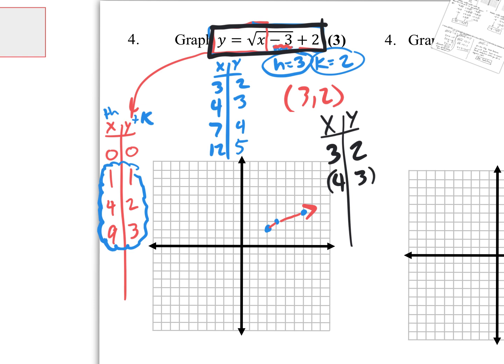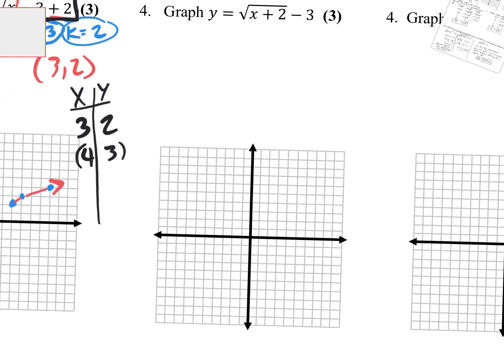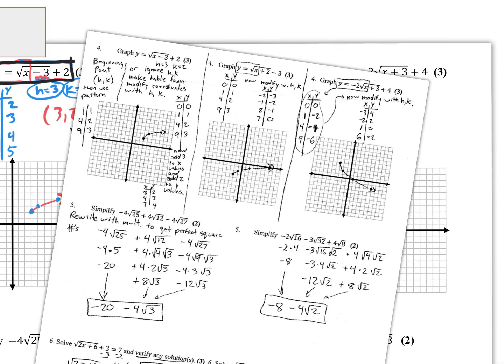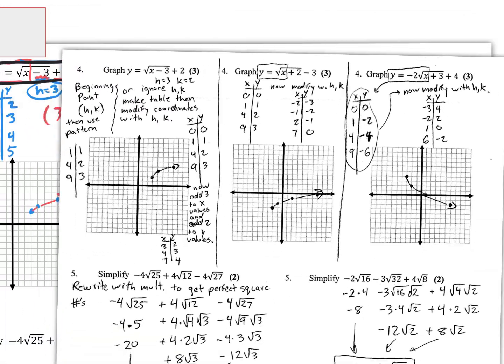So I guess the first option is best, where you ignore h and k, come up with your coordinates, modify your coordinates with your h and k. That way you can get your final coordinates. So you're going to be able to do this one, number 4. And again, you could check your answers on Google Classroom. It'll be right there.